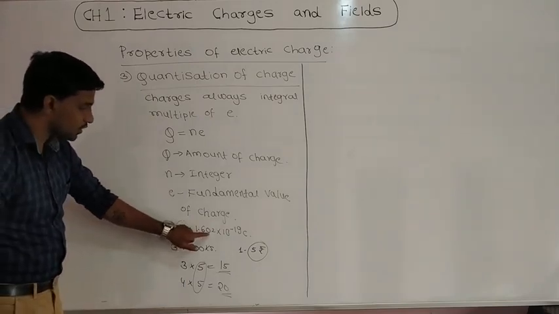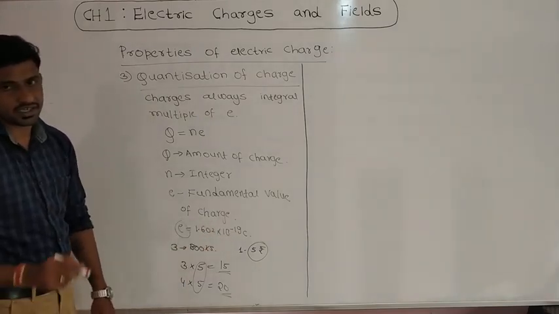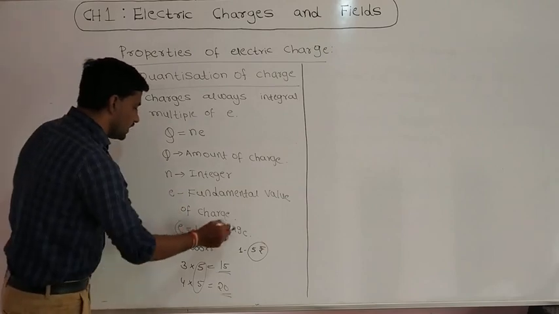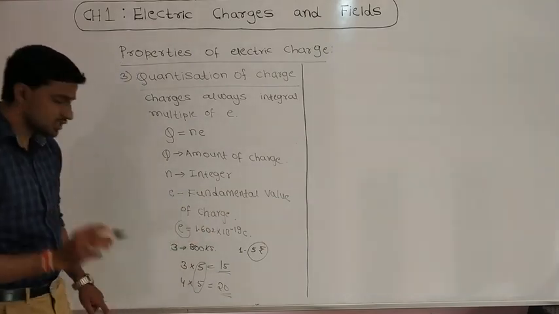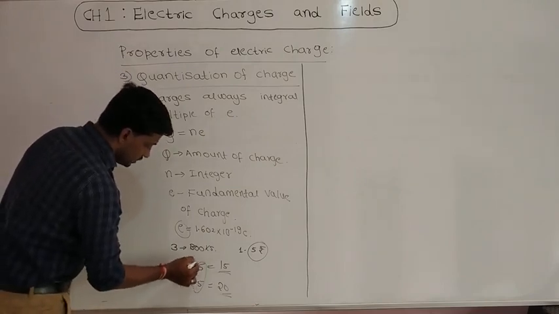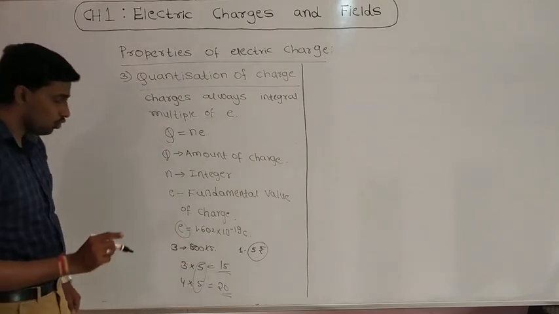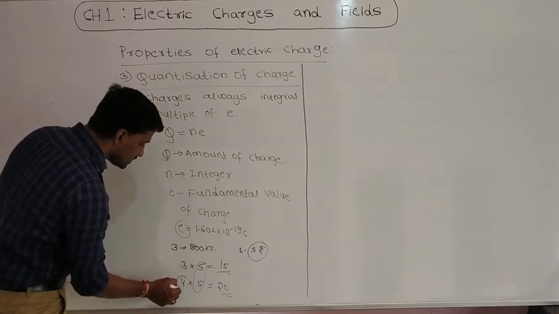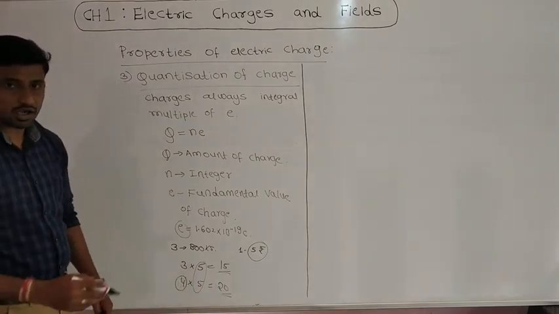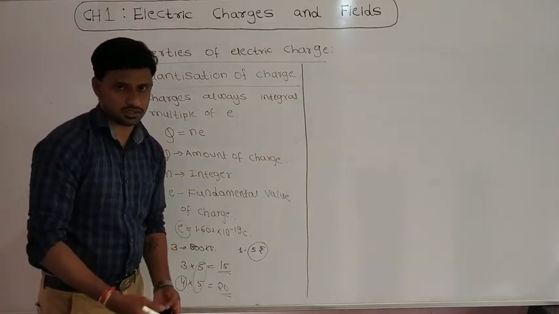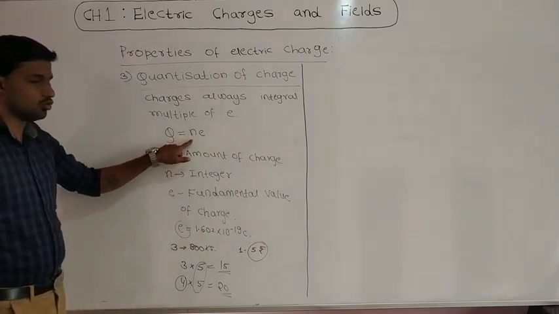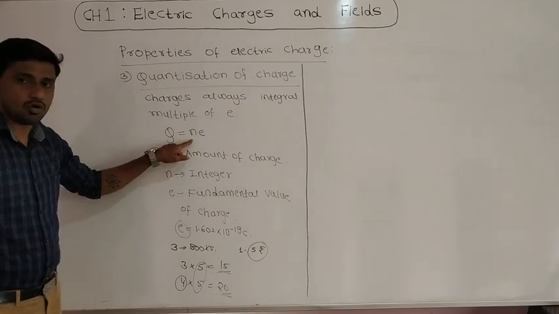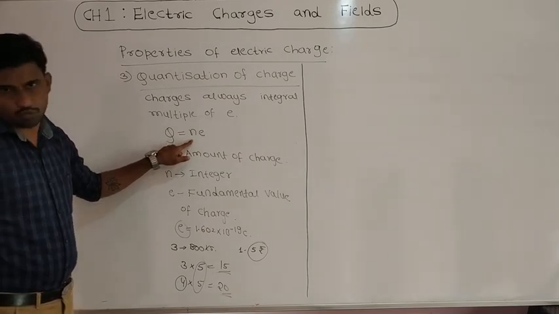So E is equal to 1.602 into 10 to the power minus 19 coulomb. That is the fundamental value of a charge. Similarly, here 5 is the fixed value for all the books, and we multiply it by how many books you want to purchase. Similar to that, we calculate the amount of charge present in a body.